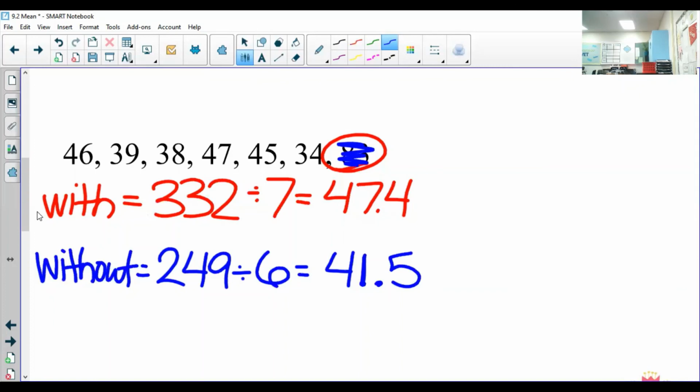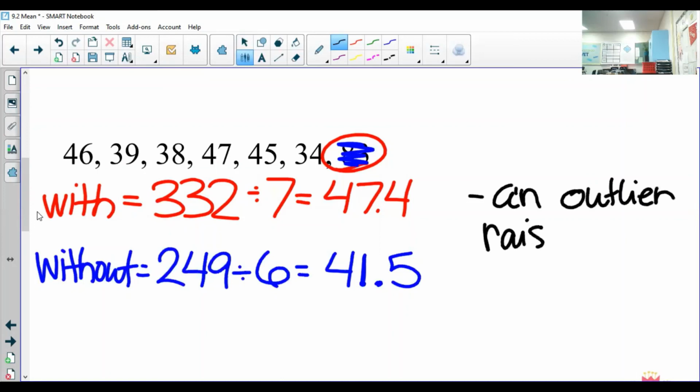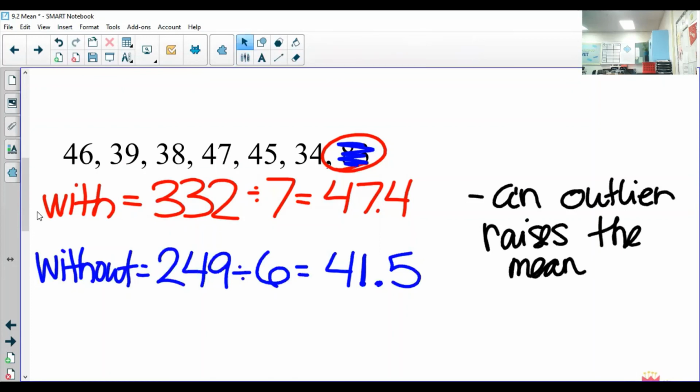So in this case, what does the outlier do? We go from 47 to 41. So in this case, because the outlier is bigger than the other numbers, an outlier raises the mean because it's bigger than the other numbers in that set of data.